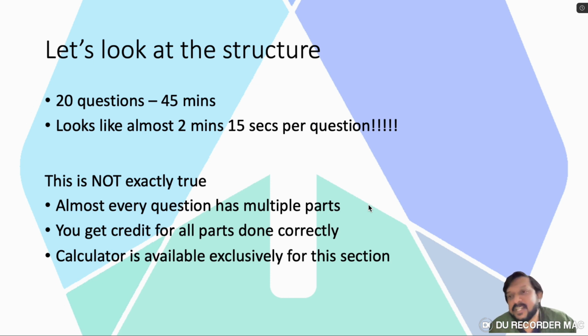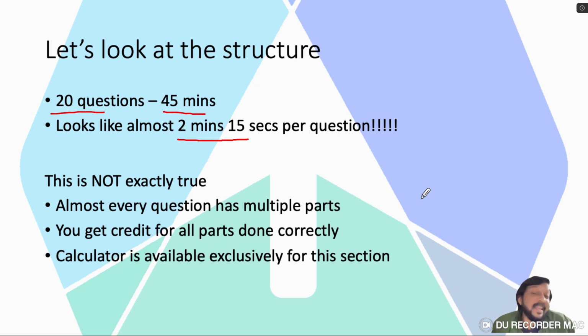Let's look at the structure of the section. Theoretically speaking, there are 20 questions and 45 minutes. So if you theoretically divide these 45 minutes by these 20 questions, it looks like, and this is important, that you have 2 minutes 15 seconds per question. Now, this is not exactly true.